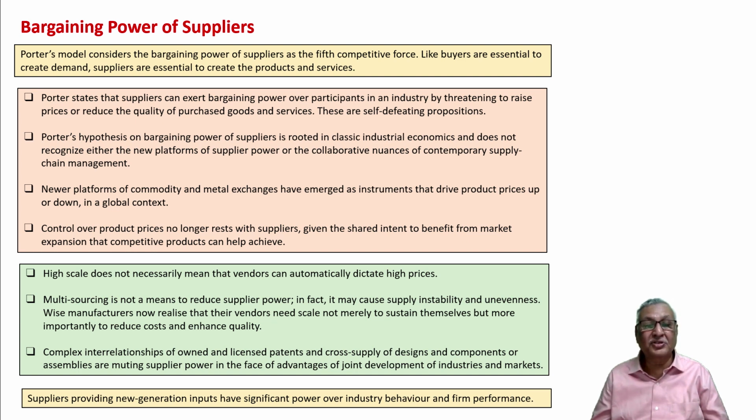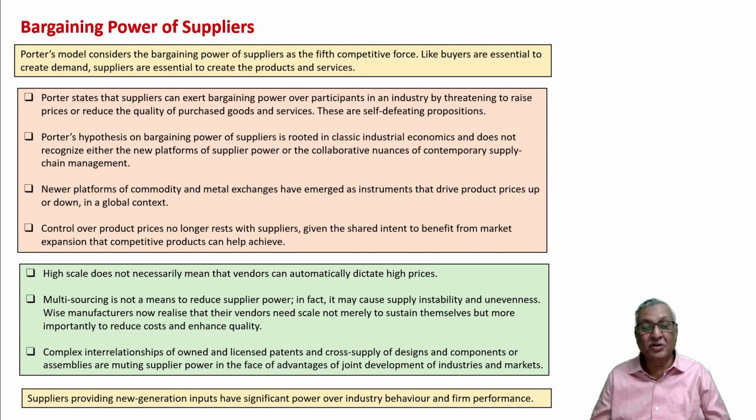Control over product prices no longer rests with the suppliers, given the shared interest and intent to benefit from market expansion that competitive products can help achieve. High scale does not necessarily mean that vendors can automatically dictate high prices. Multi-sourcing cannot be a means to reduce supplier power. It may in fact cause supplier instability and unevenness and diffusion of scale.